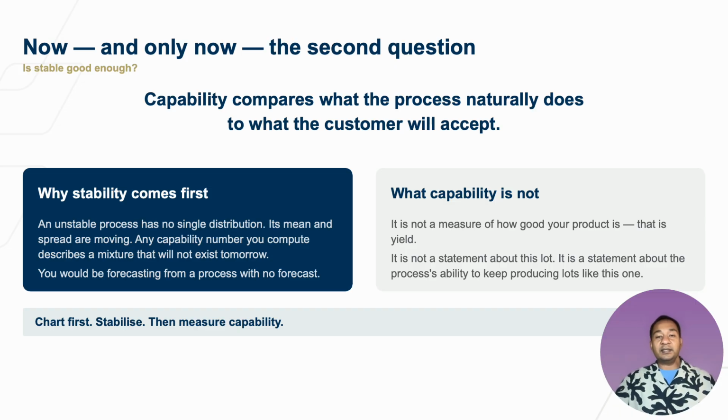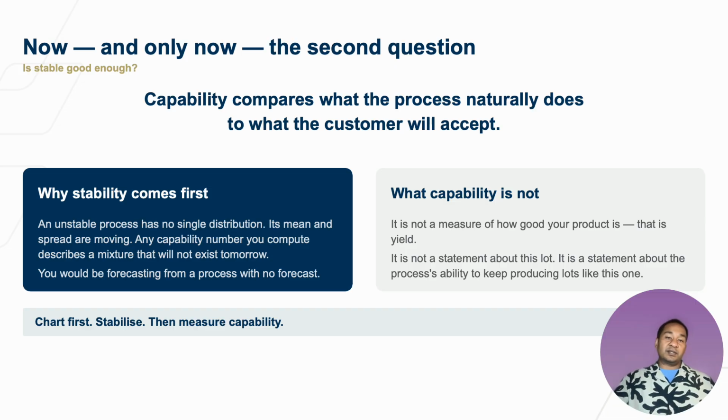So why does stability have to come first? Because an unstable process has no single distribution. Its mean is moving, its spread is moving. Any capability number you compute describes a mixture that will not exist next month. You would be forecasting from a process that has no forecast.